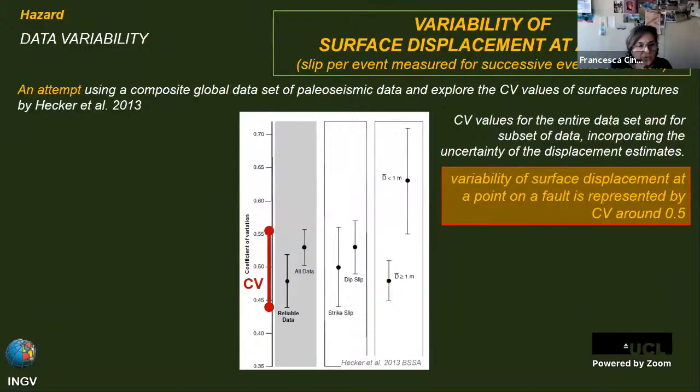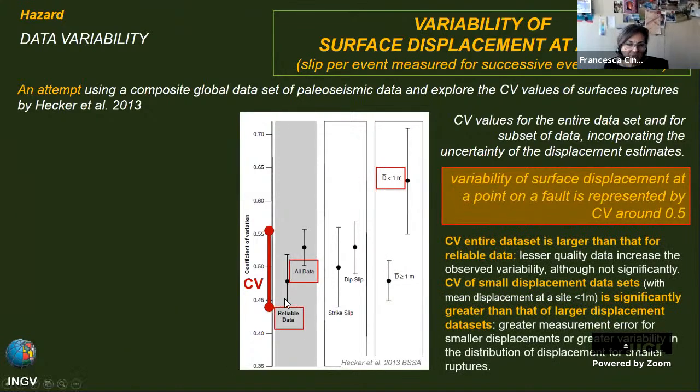I really appreciate the paper from Ecker et al. 2013, which is an attempt using a composite global data set of palaeoseismic data to explore the coefficient of variation values of surface ruptures. In this figure, they computed coefficient of variation values for the entire data set, and for subsets of data, strike slip and dip slip, incorporating the certainty of the displacement estimates. What they found is that the variability of surface displacement at a point on a fault is represented by CV values around 0.5.